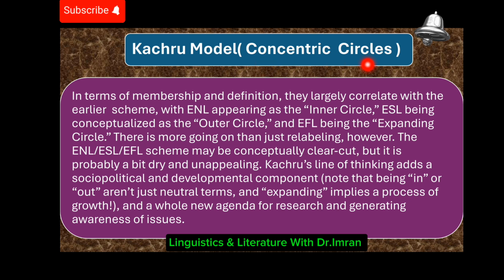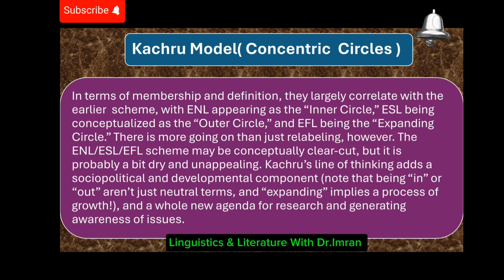Now, concentric circle. There are three circles of this model. Let's discuss. In terms of membership and definition, they largely correlate with the earlier scheme, with English as a native language appearing as the inner circle, English as a second language being conceptualized as the outer circle, and English as a foreign language being the expanding circle.